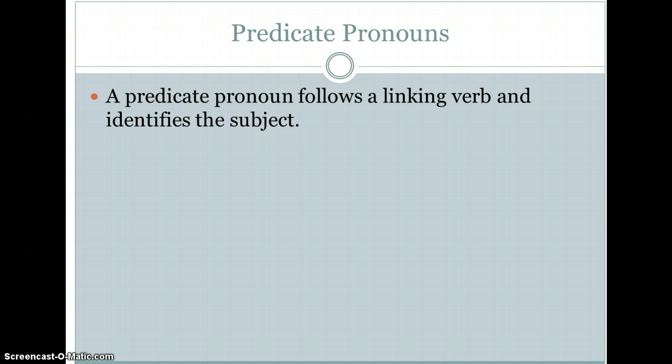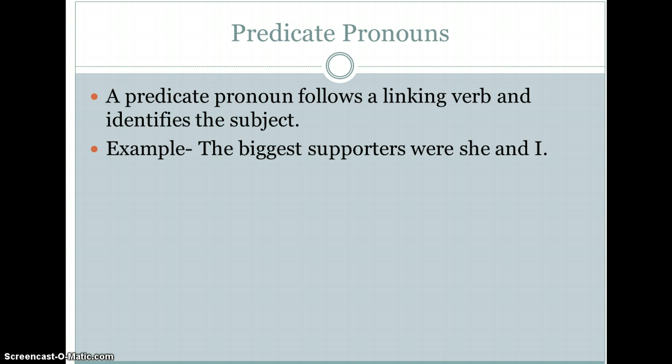Predicate pronouns. A predicate pronoun follows a linking verb and identifies the subject. The biggest supporters were she and I. Now that might sound a little strange to you because normally we would probably say she and I were the biggest supporters or we were the biggest supporters, but this is still okay. This is still grammatically correct. The biggest supporters were she and I. And notice that it's now part of the predicate because it comes after the linking verb.